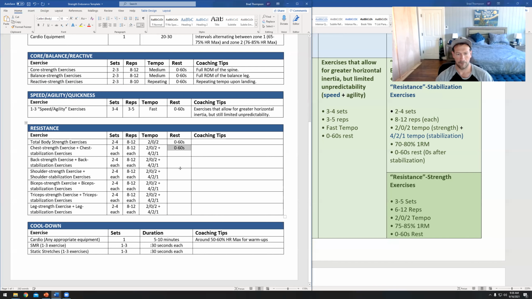Now, for the superset stuff, we're going to kill biceps and triceps because there is no such thing as single joint power exercises. So it's just going to be chest, back, shoulders, and legs. But it's going to be strength plus, instead of stabilization, it's going to be plus power. So chest strength plus chest power, back strength plus back power, shoulder strength plus shoulder power, leg strength plus leg power. And then for our reps, that's going to be 3 to 5 each.